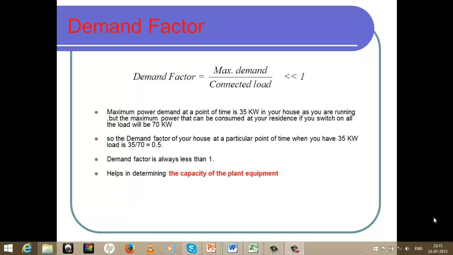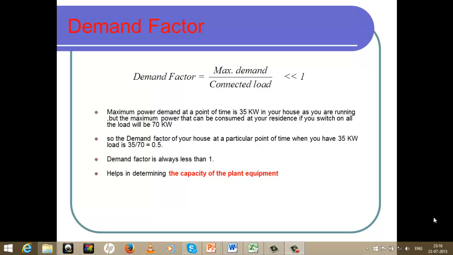Demand factor. Demand factor is the ratio between maximum demand and connected load. Maximum demand is the maximum power consumed or generated at a particular time. Connected load is different from maximum demand. If you compare the maximum demand and connected load, the connected load is always greater than the maximum demand. So again, the demand factor also should be less than 1.